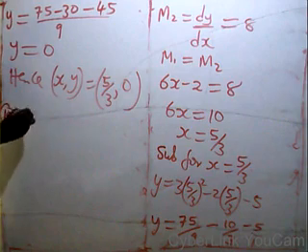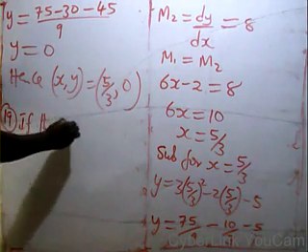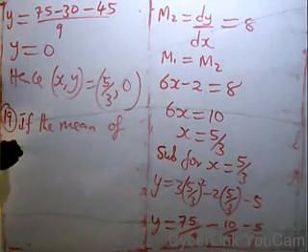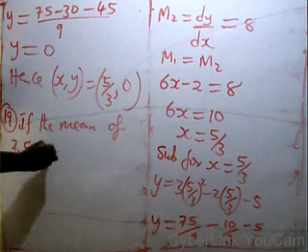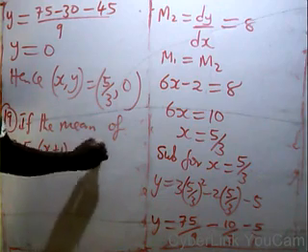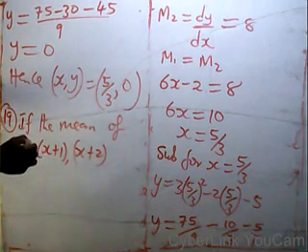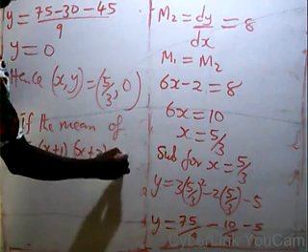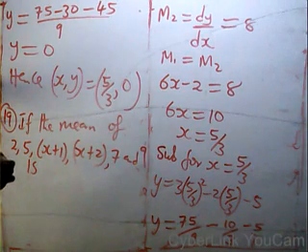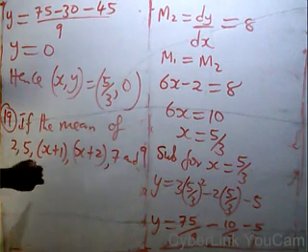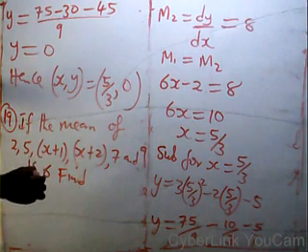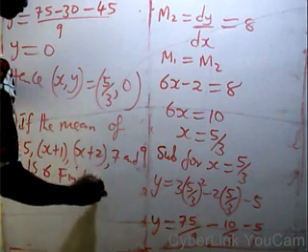We are told that the mean of 2, 5, x plus 1, x plus 2, 7 and 9 is 6. Find the median.